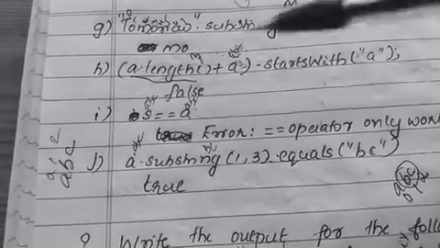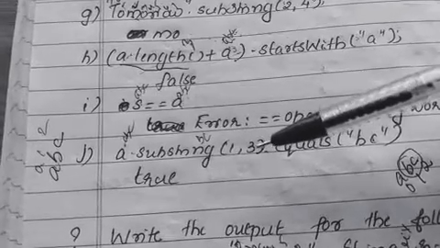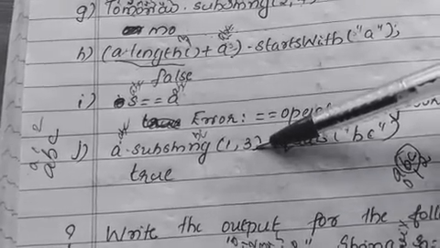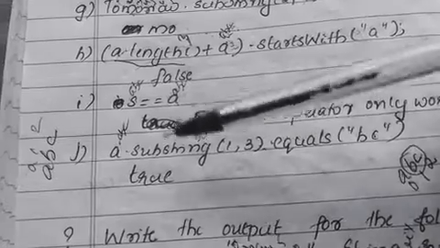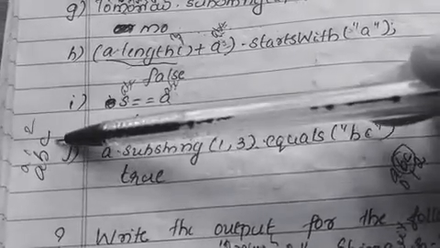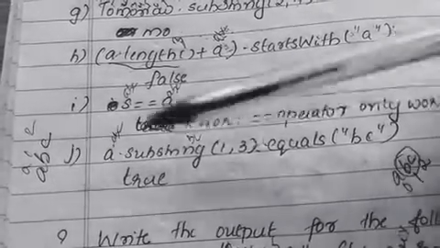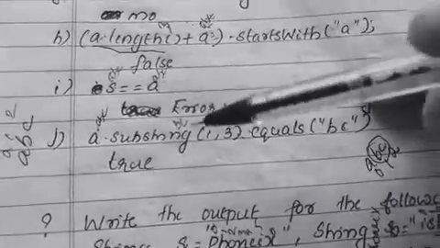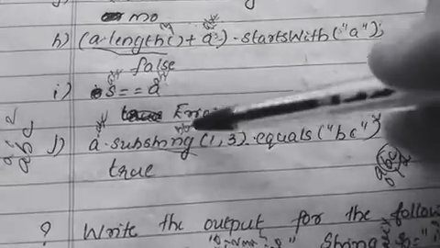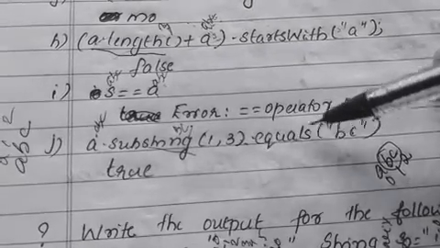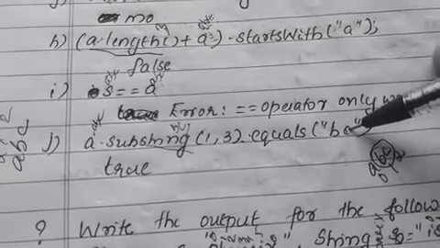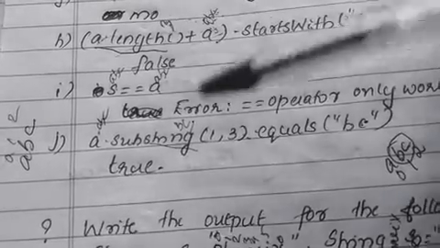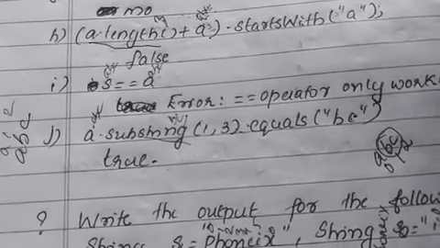So A dot substring of 1, 3, that is 1 to 2, we want to extract. So what is the result? 1 to 2, so it's BC. So we are checking dot equals BC. BC. So we can know that the result of this thing is BC. BC dot equals to BC. So the result is true. BC equal to BC.